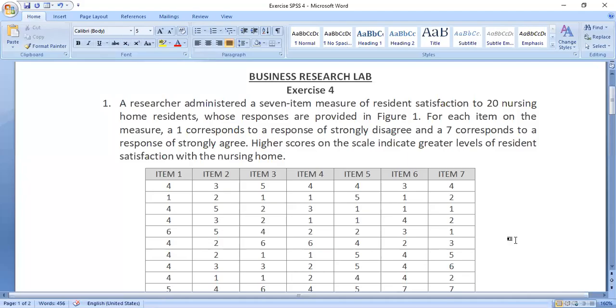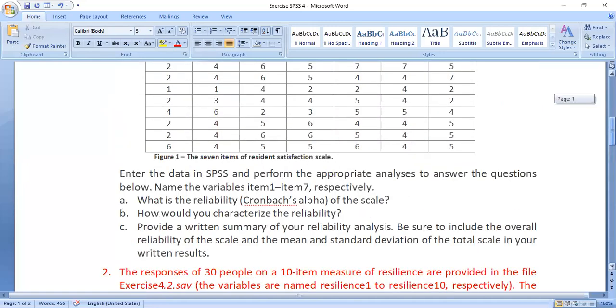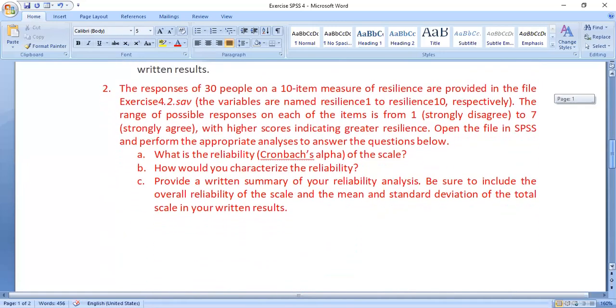Welcome back. We are talking on business research lab, and on this topic of reliability, we'll be attempting question number 2 and question 3, which have been given as an assignment to you. Now, coming to question number 2, we can read the question first. We have an SPSS file already available with you.